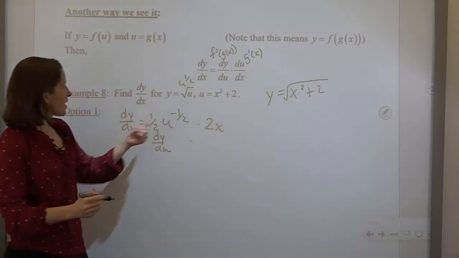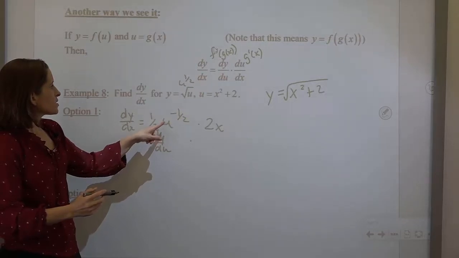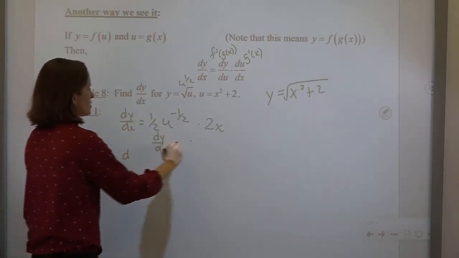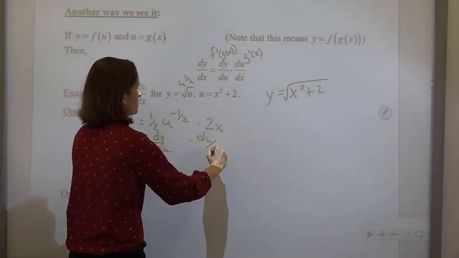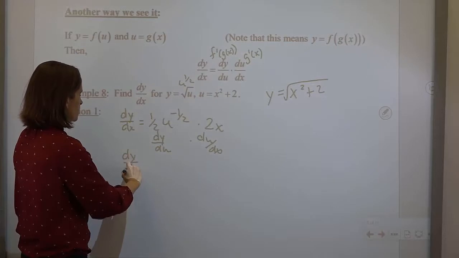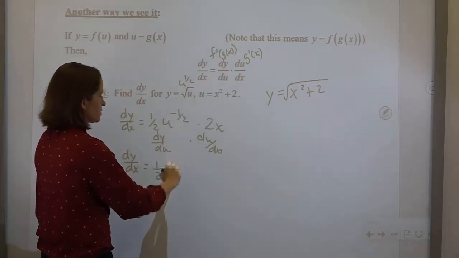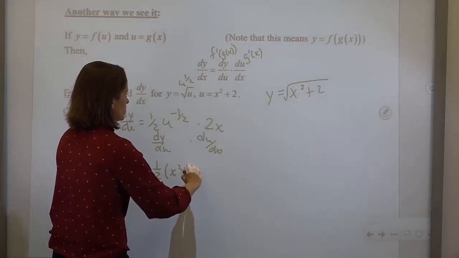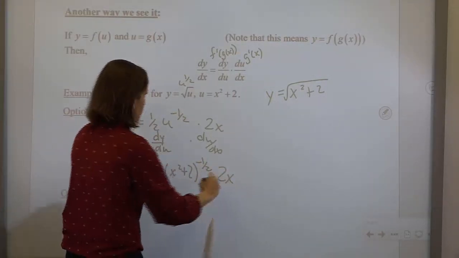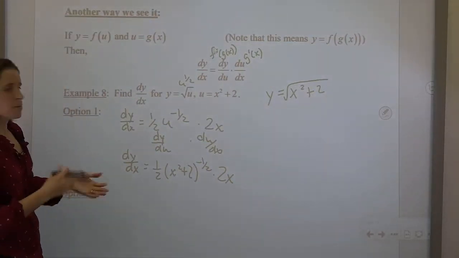But I can't have a mixture of x's and u's, so what I need to do is go back and put the u in there. This was our du dx part, just so you could see where each piece came from. So if I go back and put the u in there, I'll have 1/2 times u, which is really x squared plus 2, to the negative 1/2, and then times 2x. There is some cleaning up that we could do, but we would have our derivative.